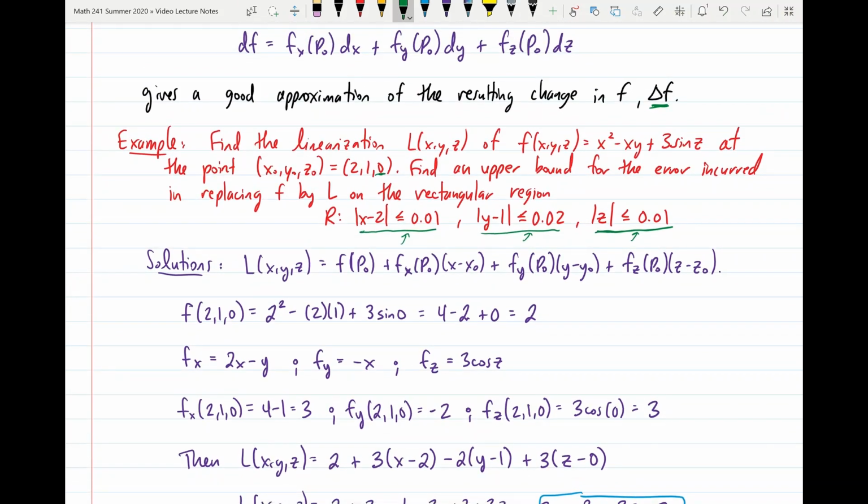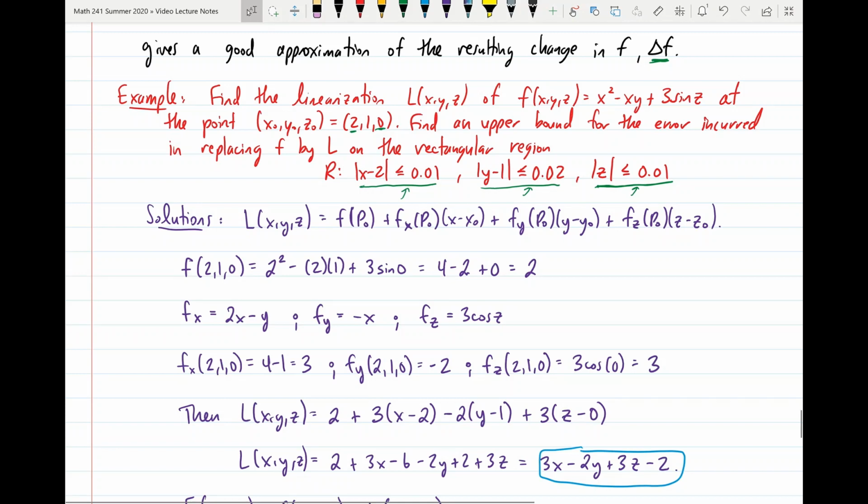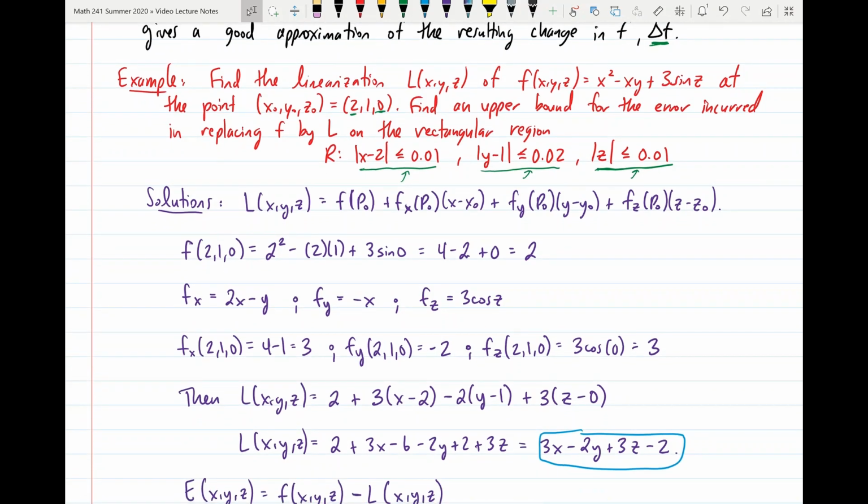Basically what this is saying is that the x-coordinate can't be more than 0.01 units away from the x-coordinate of our point P naught, which is 2. That's what we have: the absolute value of x minus 2 has to be less than or equal to 0.01. And the same can be said for y minus 1 and z here. So ultimately, these conditions are just defining that solid rectangular region around the point 2, 1, 0.